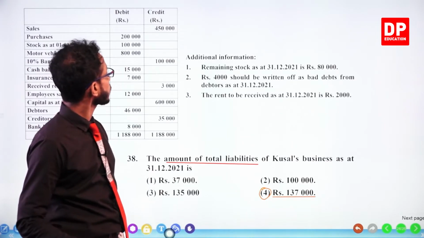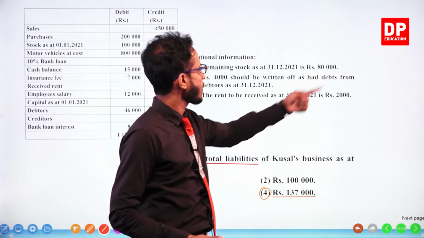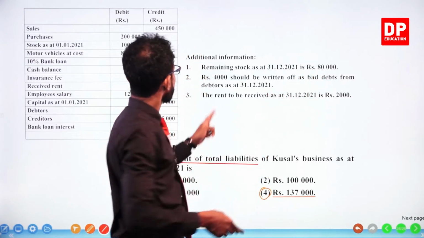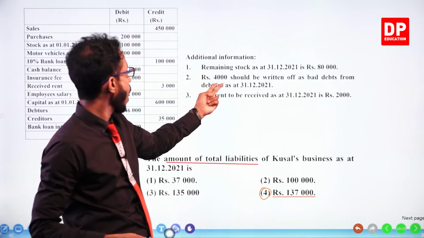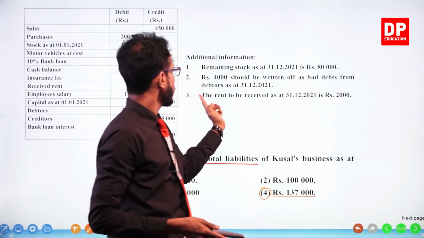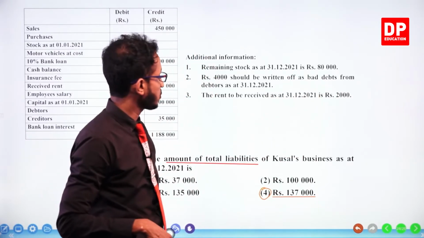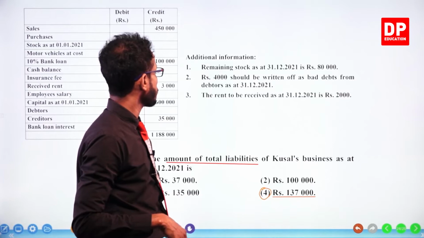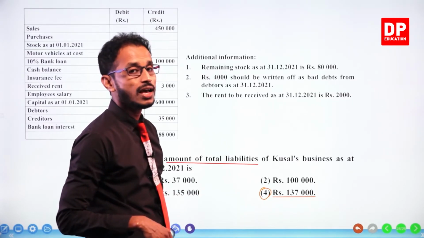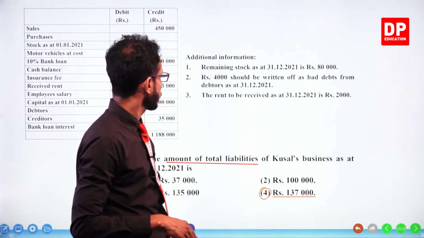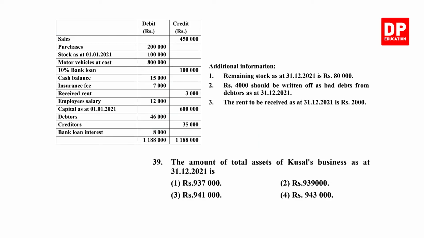Okay. Anything else? Remaining stock is closing stock, an asset. 4,000 should be written off as bad debts, that is an expense. Rent to be received, not yet received, is accrued rent income. Accrued incomes are assets, current assets. That's it.